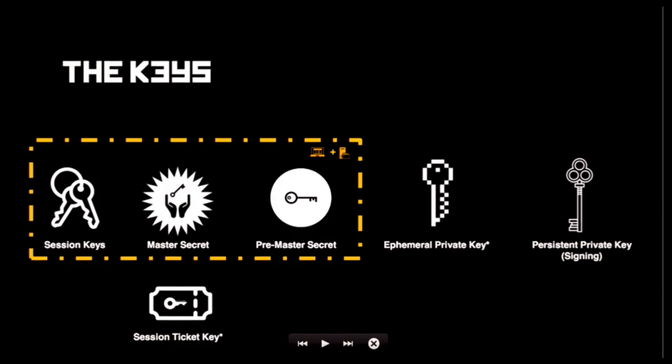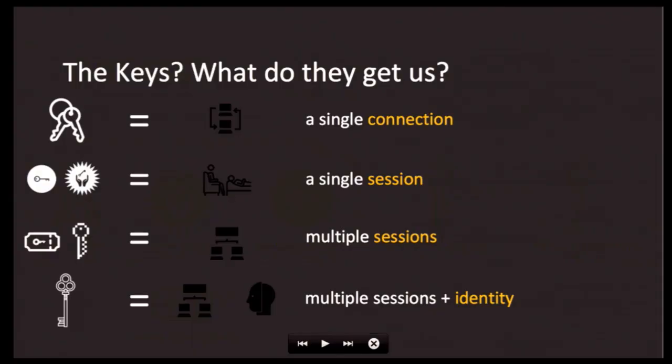Based on what we've talked about, we basically have a session, we have session keys, we have a master key, pre-master key, those all exist on the client and the host after that initial key exchange, through the process that we talked about. And then on the server, there also could be an ephemeral private key for using an ephemeral suite. If we're just using RSA, we'll have a persistent private key. And if we're using session tickets, there's going to be this session ticket key, right? So that's all the possible secrets we could have for a TLS connection.